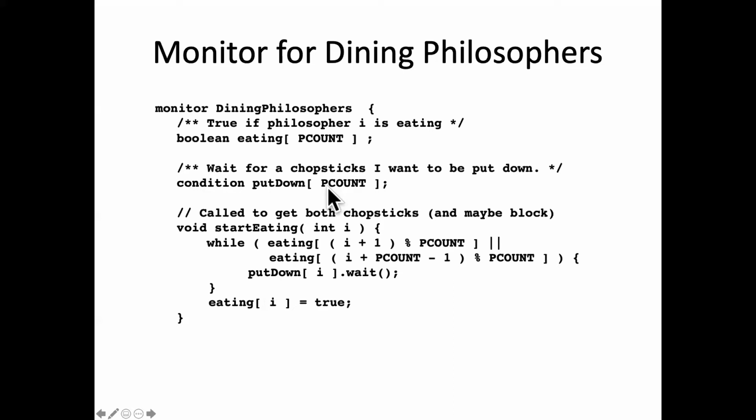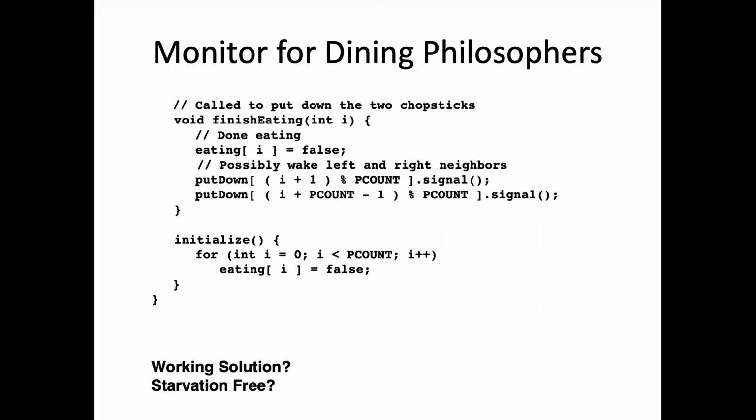And every philosopher has a condition variable that they use to wait on. So if I can't eat yet, I wait on one of my condition variables. Once I finally get a chance to eat, hopefully someone's going to wake me up by signaling on my condition variable. We'll see that on the next slide. I set my eating flag to true, and then that philosopher can start eating. So this kind of shows how philosophers block, or how they go to sleep if they can't eat right now.